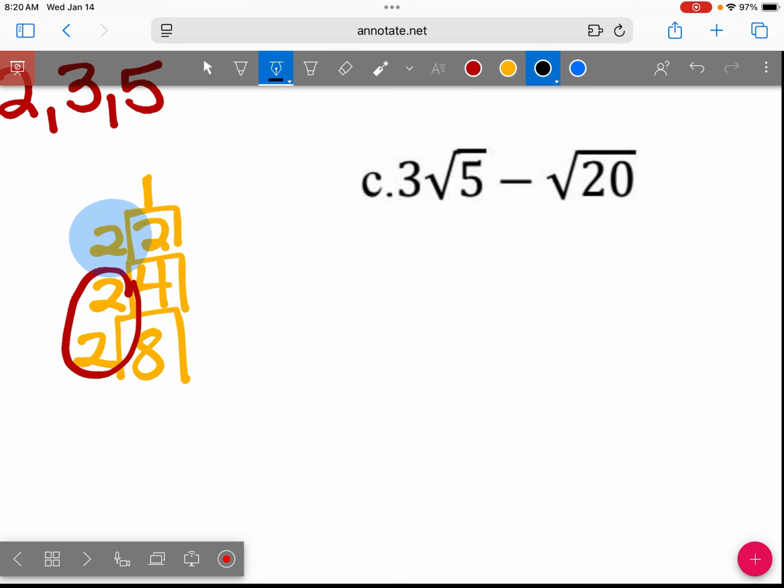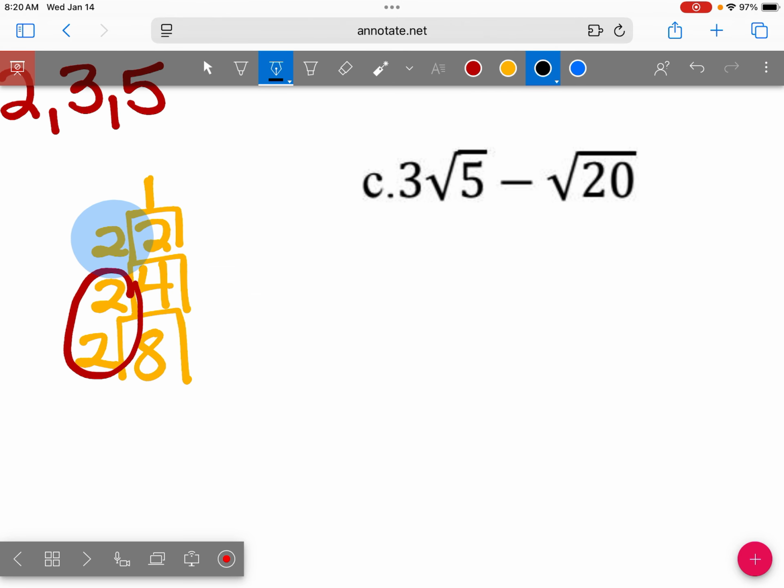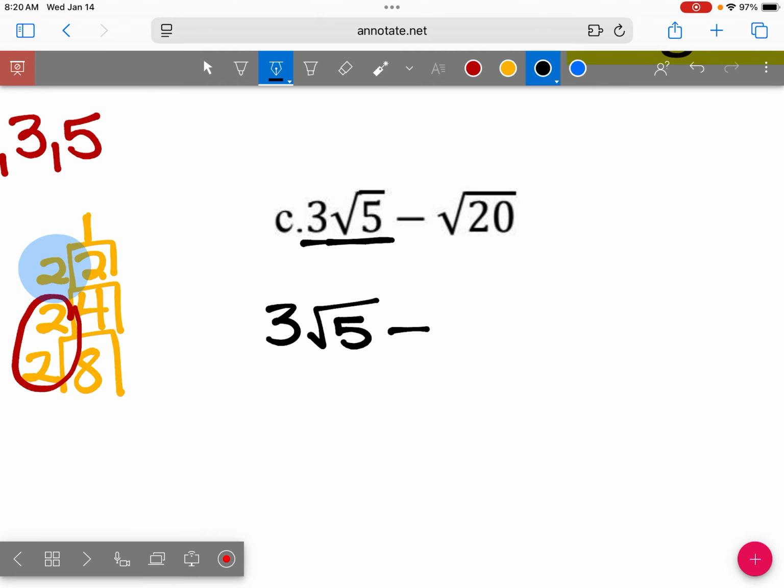All right, let's look at C. This one already has a 5, so this tells me that this is done. Can't do anything with that. I'm just going to bring it down. But that 20, we can do something with that 20. So let's go ahead and build our cake with the 20. Keep dividing it until you get your candle at the top.